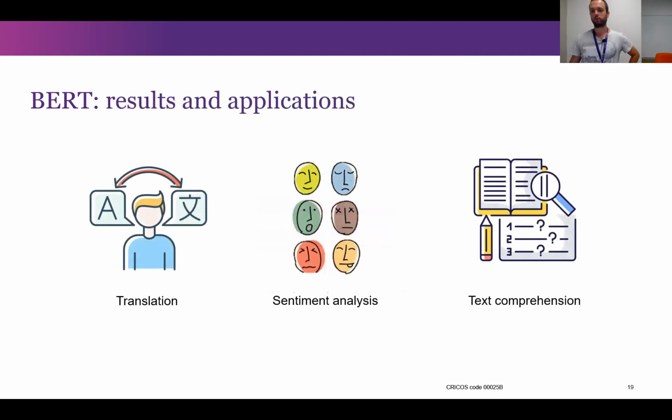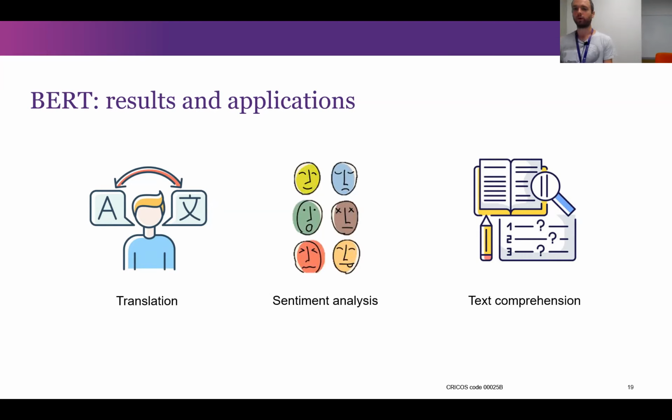BERT is used in quite a lot of applications. Of course, the most obvious one is translation, then text sentiment analysis, and the last one is text comprehension. The latter is used by Google in its search engine. So BERT helps Google understand what users are trying to retrieve from the search engine. So if your search results are irrelevant, you know who to blame.